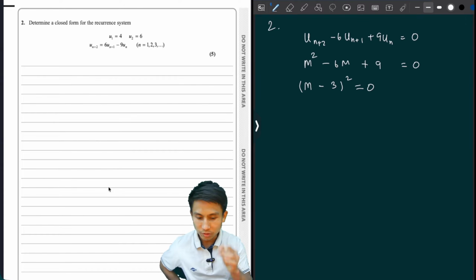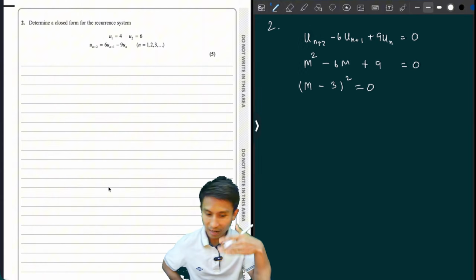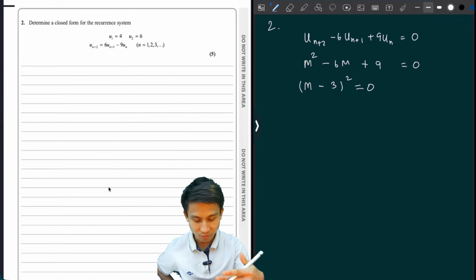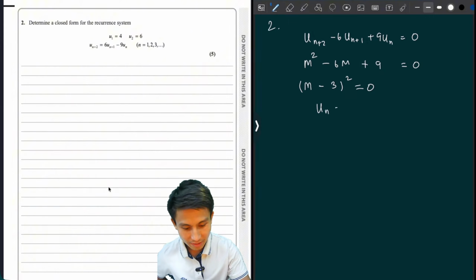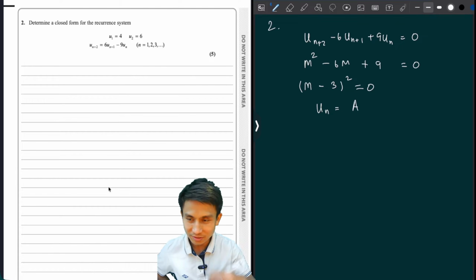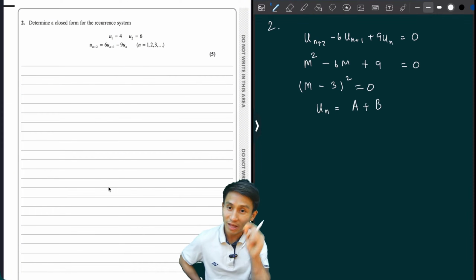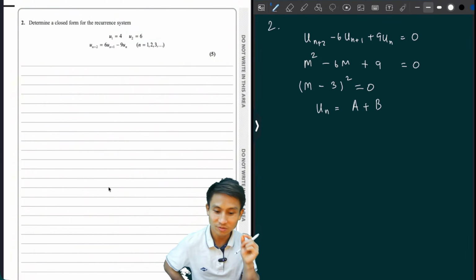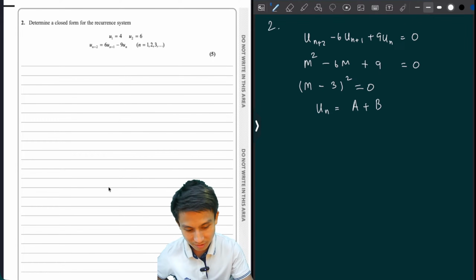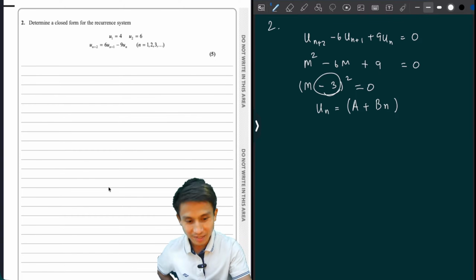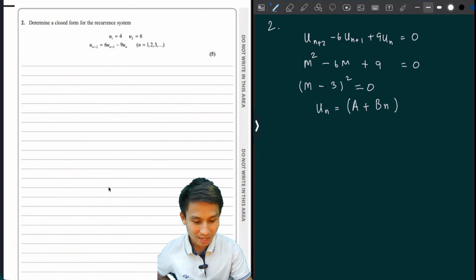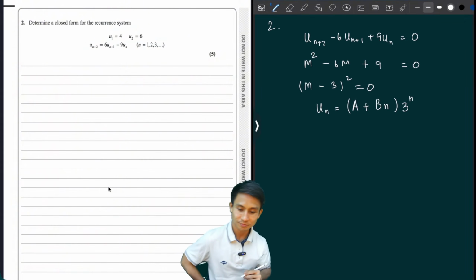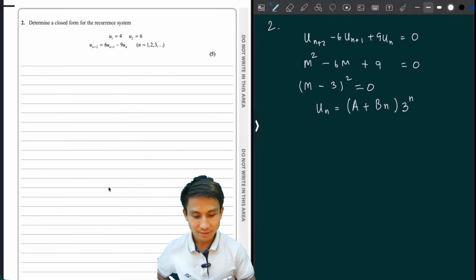Now, when we put the general solution after solving this, and this is a repeated root, we're going to put un equals, again, the same as the second order ODE, a plus b, but the variable here is not going to be x now, it's going to be n, right? So this is going to be a plus bn times, now the 3 here as a root will be used as the base of the exponent here, and 3 to the power of n, like that. Yeah? Okay?